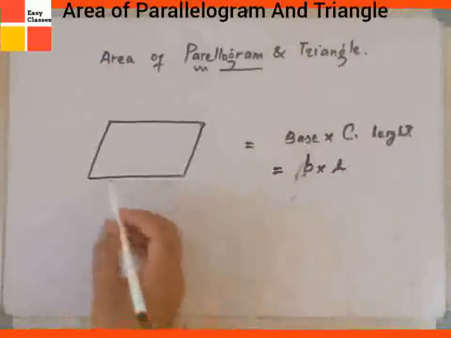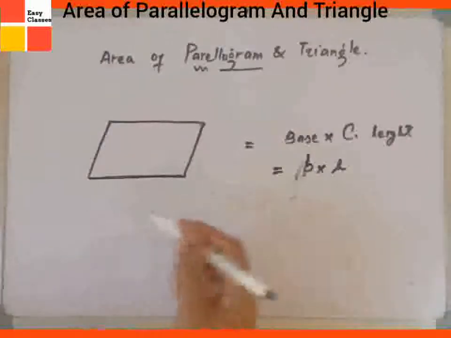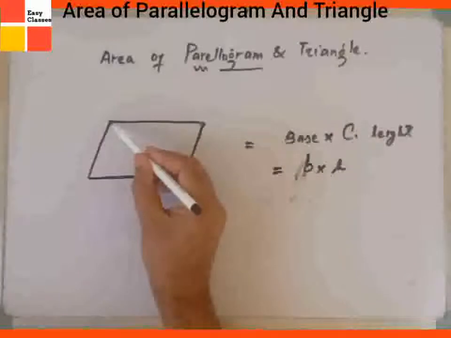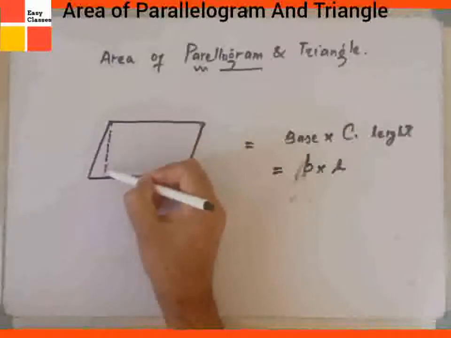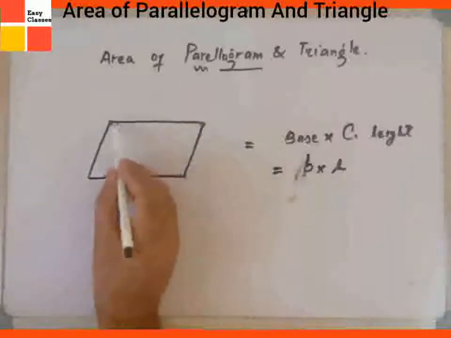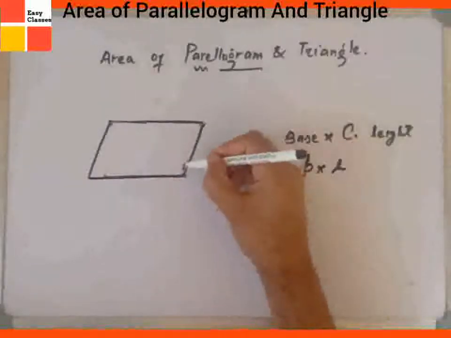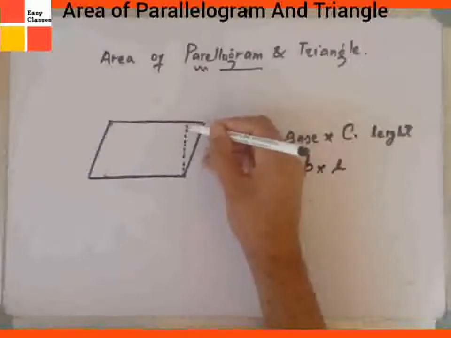Say for example, if this is a base, then we have to consider this height from the opposite vertex. Now if this is the base, corresponding height means that if this is the base, then the height will be this one. This is the height, right?